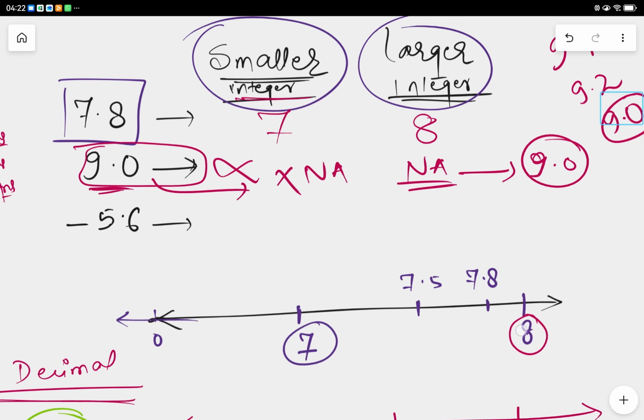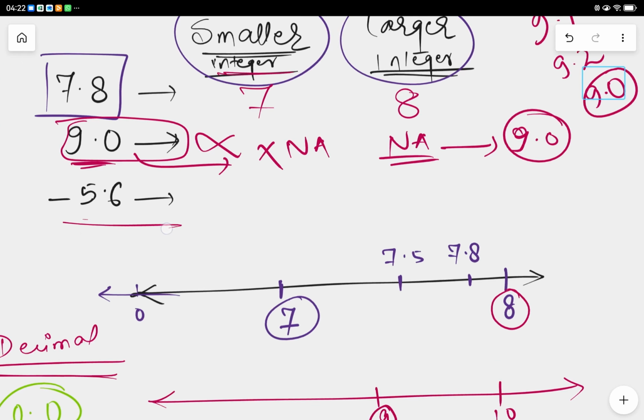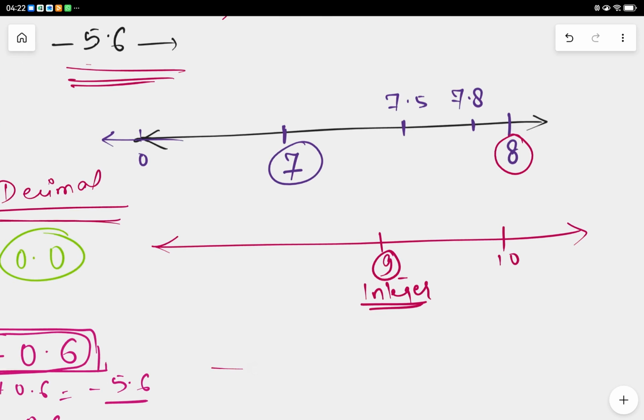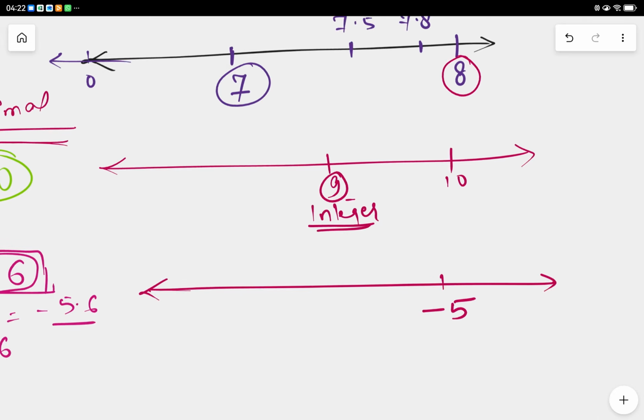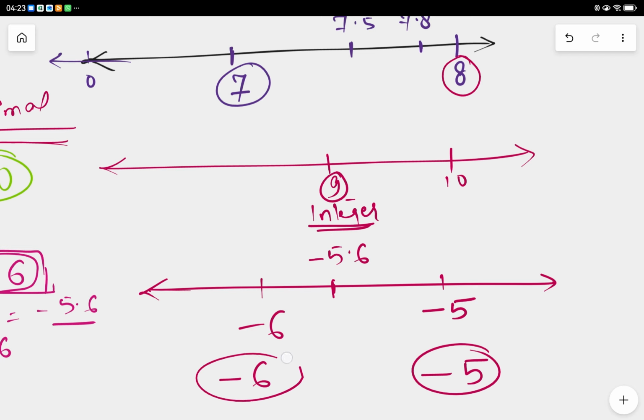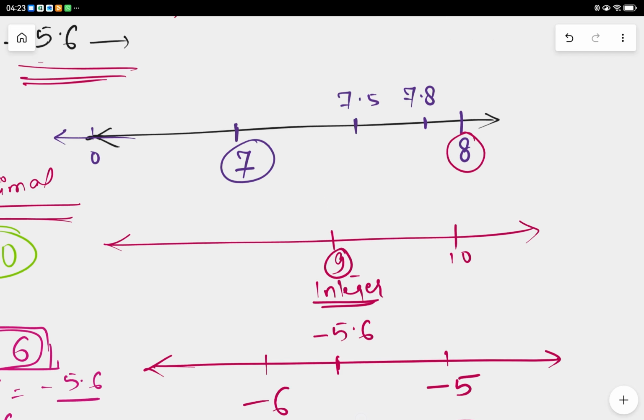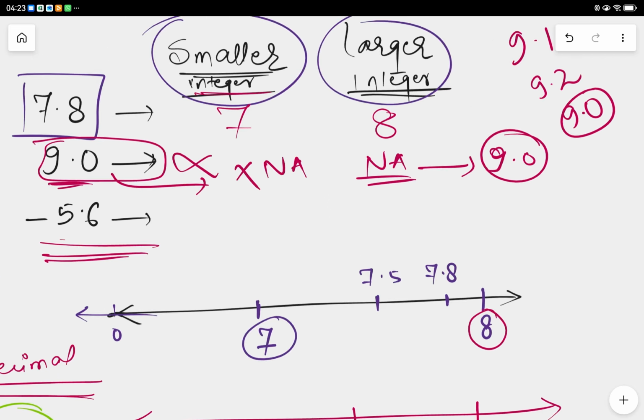Okay, great. So let us understand the third example, minus 5.6. There is a catch in this particular number. Here is minus 5, here is minus 6, and somewhere here lies minus 5.6. So tell me, which are the two integers between which this number is coming? Minus 5 and minus 6. But which is the smaller one? Great, minus 6 is the smaller one. So the smaller integral part will be minus 6 and the larger integral part will be minus 5.